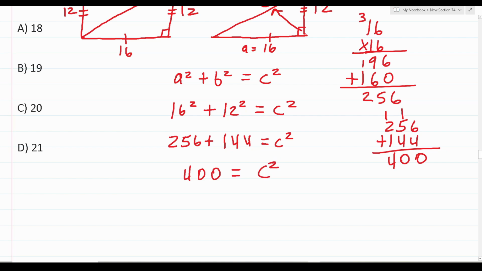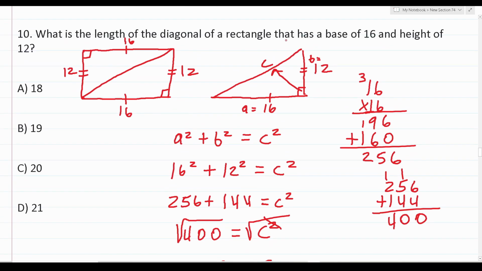Again, we just want to solve for c, not c squared, so we're going to take the square root of both sides. This crosses out here, leaving you with just c. Square root of 400, you should know, is 20. So c in this case is 20. All right, so again, c is 20, and we know that the hypotenuse of this right triangle is this diagonal, so we know this is also 20. So the answer to this one is C, 20. All right, so that's that one.